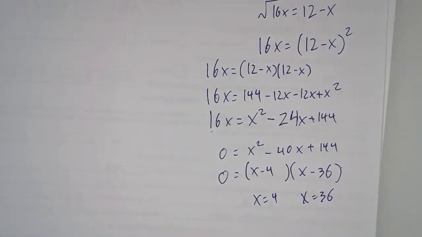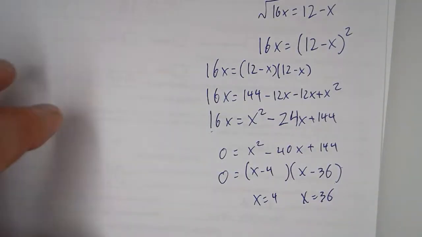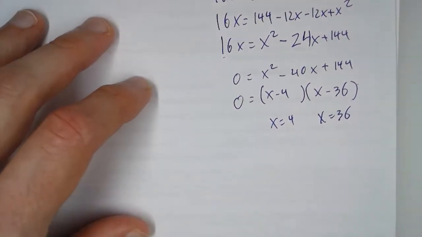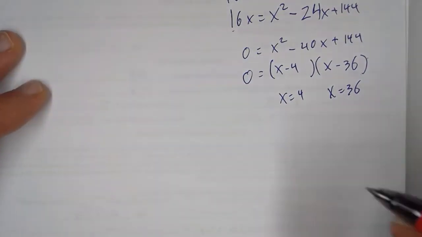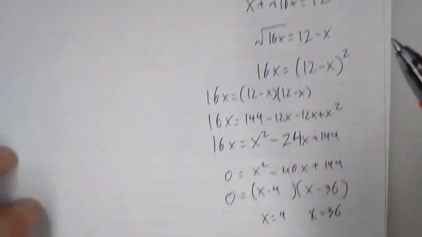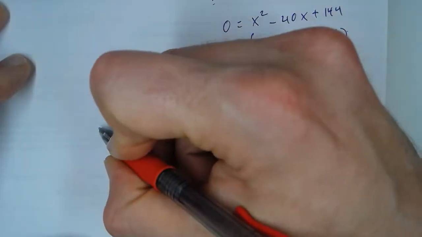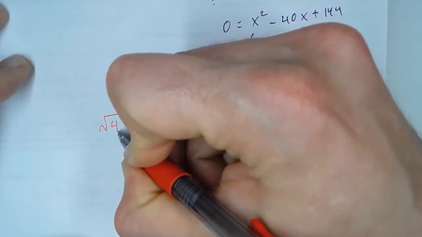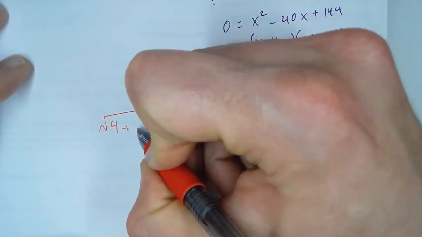But the trick to this problem is it's actually not. We have to check both of these. So we have to be sure that they fit in the equation up above. What happens is one of them doesn't work. So let's try this. We plug in 4 in for x.